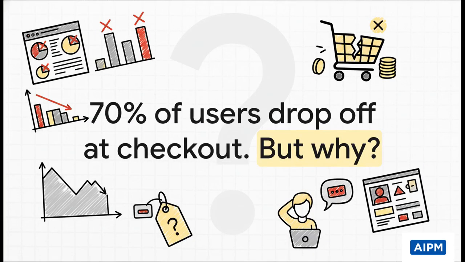So picture this. Your dashboard is just screaming at you. A whopping 70% of your users, poof, they're gone, vanished at the final step. The numbers are crystal clear about what is happening, but they give you absolutely zero clues about the why. Is the button broken? Is shipping way too expensive? Is the whole interface just a confusing mess? This is exactly the kind of mystery that great PMs get excited to solve.